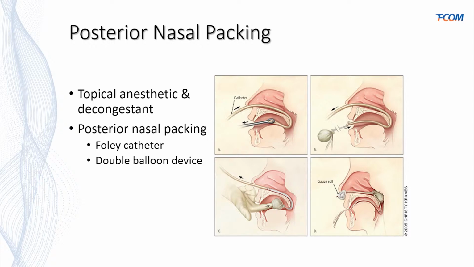If you find yourself in a situation where you don't have a posterior pack, you can make a bolster pack using a Foley. The Foley is inserted in the nose and then taken out through the mouth. A bolster is tied, and then the bolster is secured in the back of the nasopharynx.